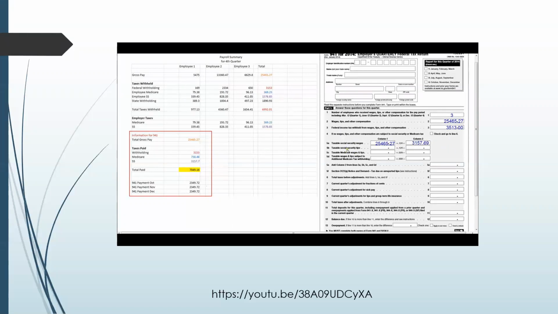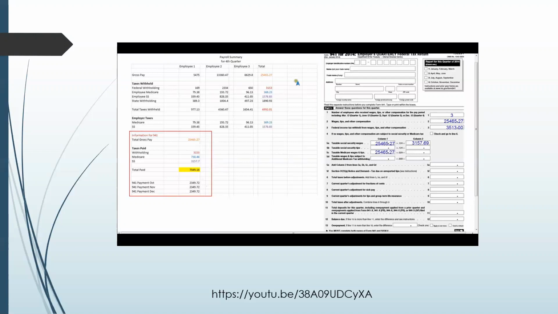I did not pay any tips, or my employees did not collect any tips, so I'm going to go ahead and skip 5B. 5C is the taxable Medicare wages and tips. So again, all of these earnings were subject to Medicare. So I'm going to go ahead and use the same number, which is the total wages that were paid. And this time I'm going to multiply by 0.029. That's the rate for Medicare.